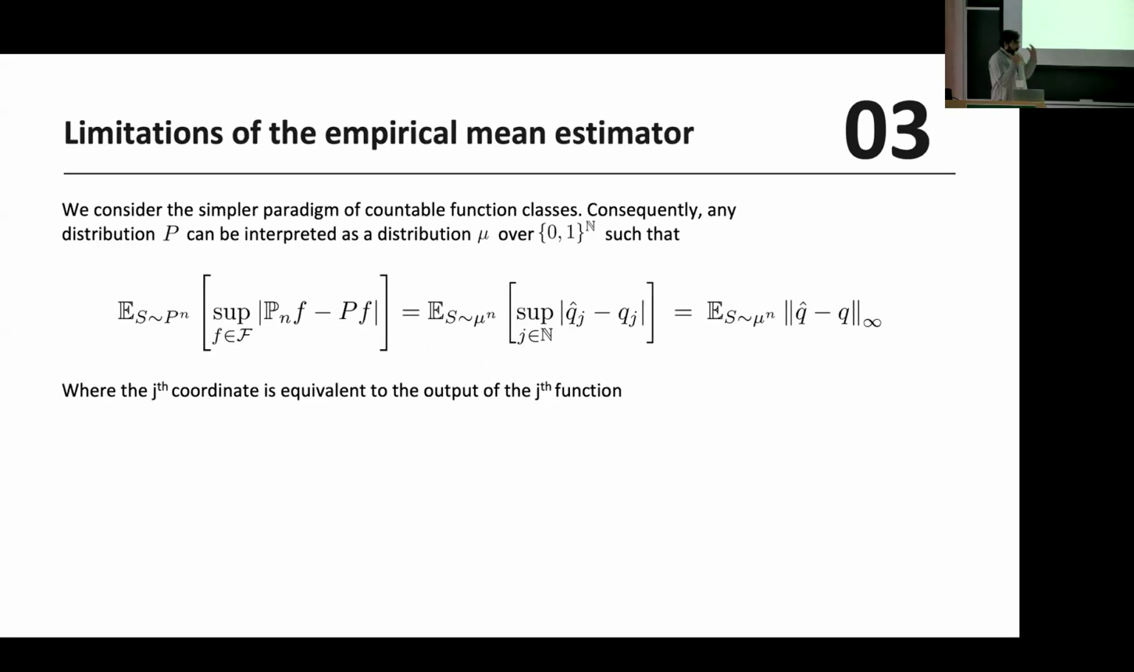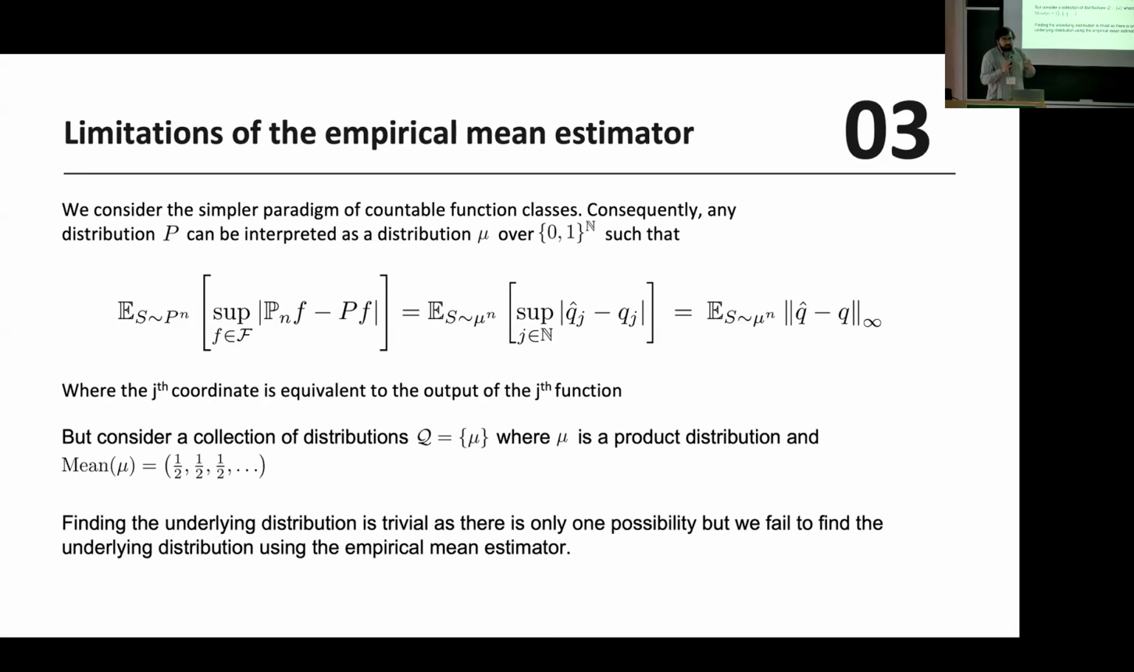In this work, we restrict ourselves to countable function classes, and then any distribution on your data can be passed through your function class and can be interpreted as a distribution mu on {0,1}^N. So as an effect, your Glivenko-Cantelli property can be interpreted as an infinity norm between the empirical mean and the true mean, where the jth coordinate in that Q is equivalent to the output of the jth function.